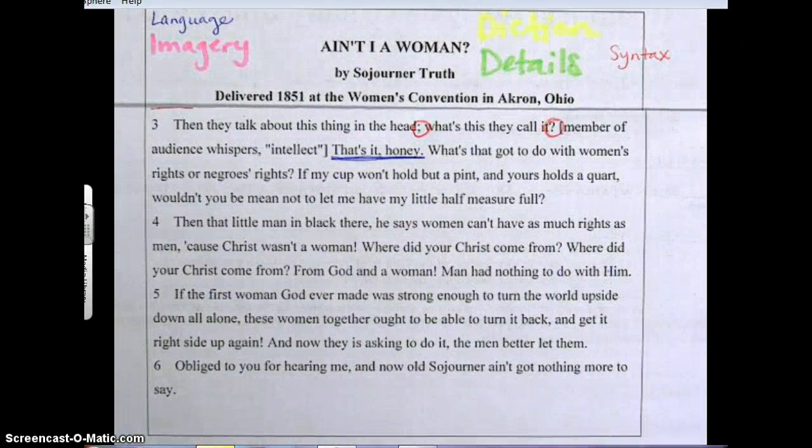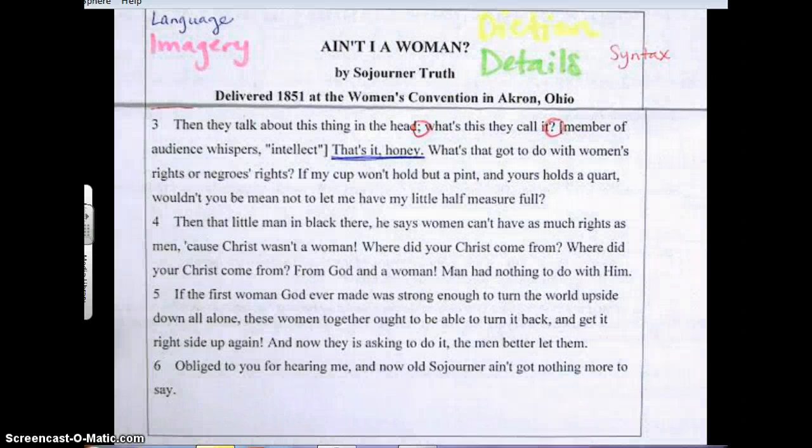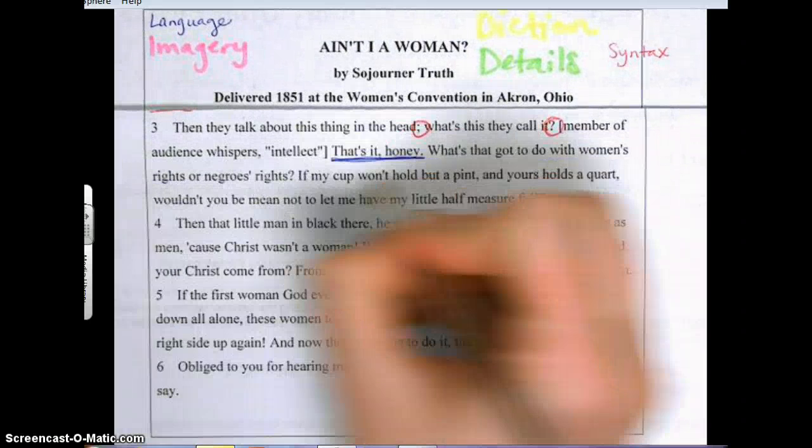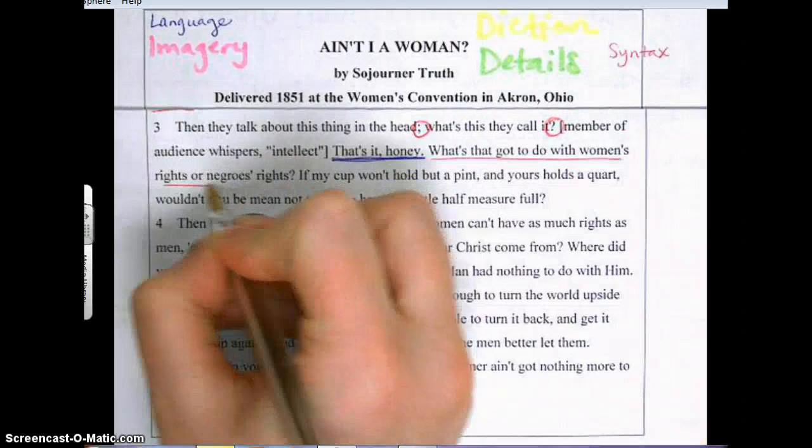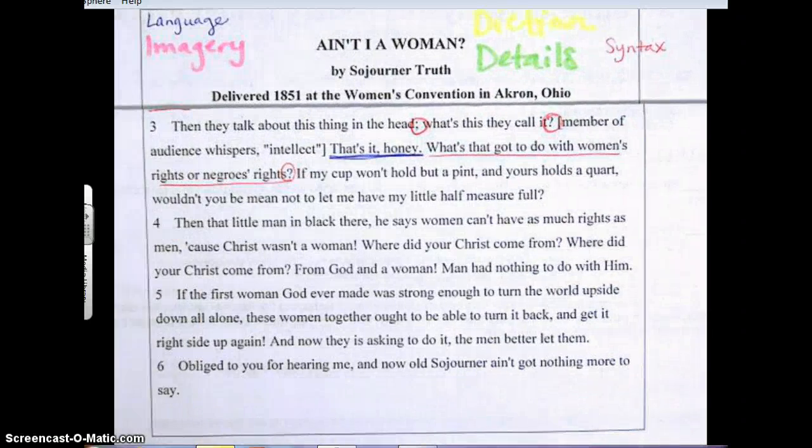"And what's that got to do with women's rights or Negroes' rights?" Here we go. Another rhetorical question. This is something she's definitely relying on throughout her speech.